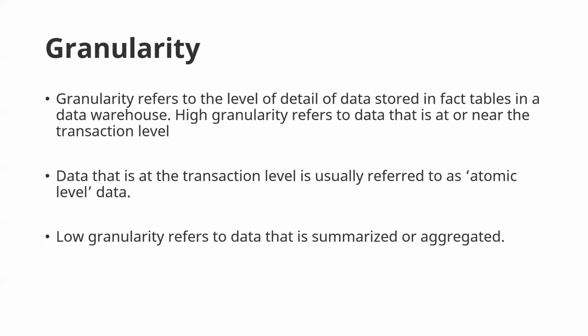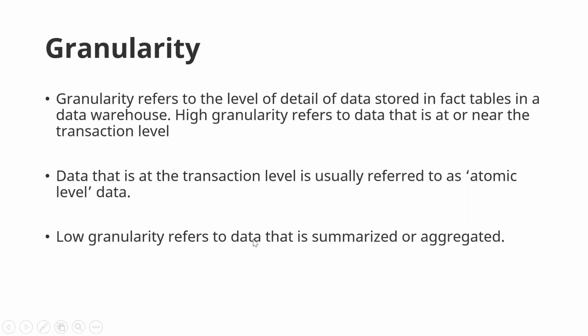We need to segregate that particular data into individual sections. Again, we can put individual question numbers as well. That should be another level of granularity. So that is called granularity. Low granularity refers to data that is summarized or aggregated. Low granularity means we can aggregate the data using a group by function, and then we can show it.